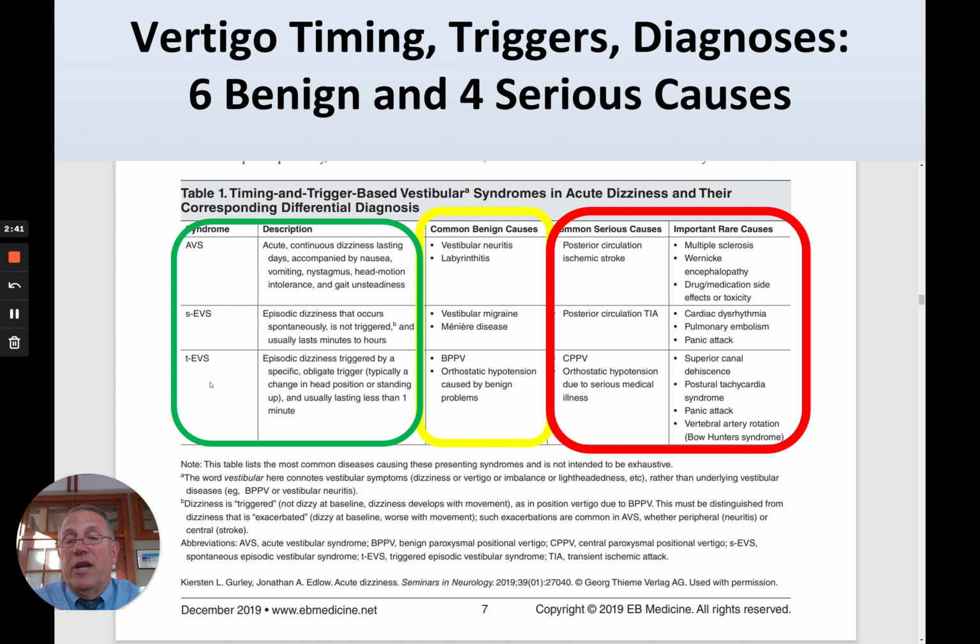And last is triggered episodic vestibular syndrome, which is episodic dizziness usually triggered by a change in head position or standing up. This can be caused benignly by BPPV or orthostatic hypotension, but more serious causes can include central positional vertigo, or orthostatic hypotension related to a serious medical condition such as hypotension and bradycardia. Also, this triggered episodic vestibular syndrome can, in rare cases, be caused by a posterior fossa tumor.